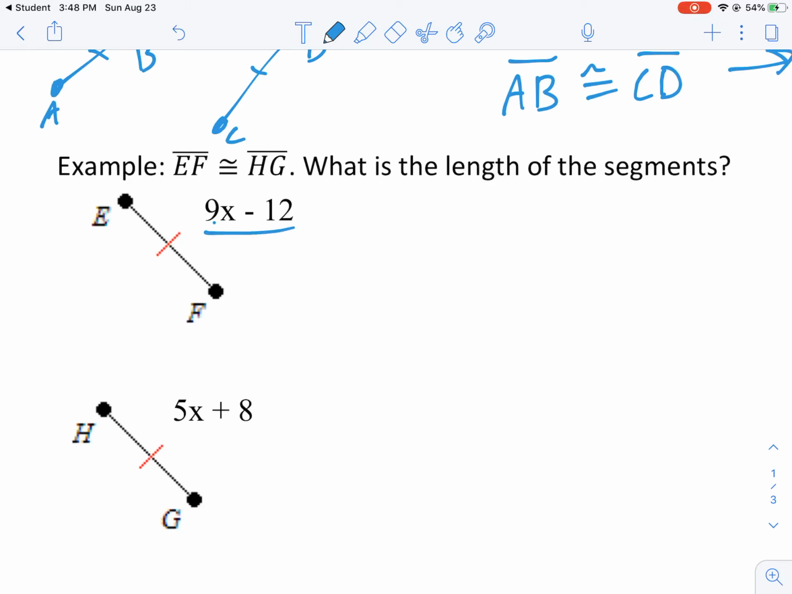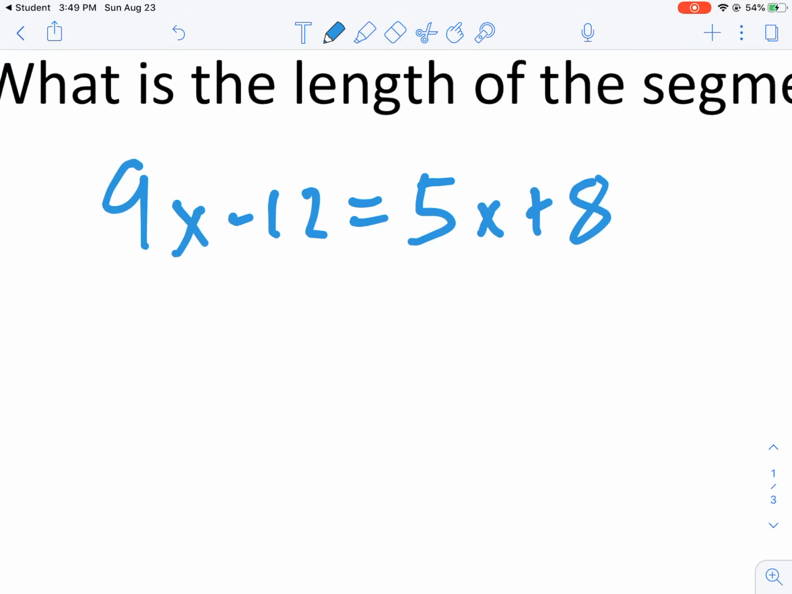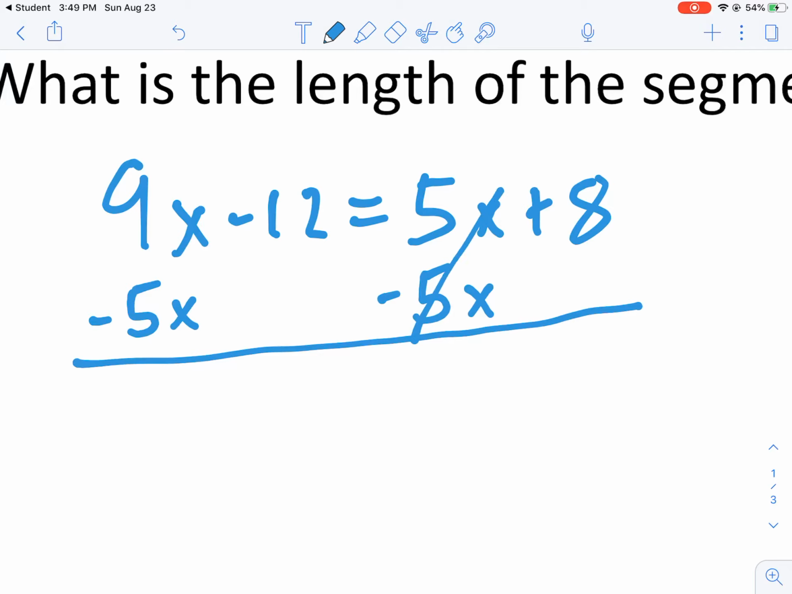All right, so they give us these two equations. So we've got 9x minus 12, and we've got 5x plus 8. So since we know they're congruent, that means we can set their two lengths equal to each other. So we're going to create an equation, 9x minus 12 equals 5x plus 8. All right, and now we can solve this. So we're going to go ahead and solve this equation. All right, we're going to subtract 5x from both sides because we always want to subtract the smaller x. All right, so 9 minus 5, that's 4x.